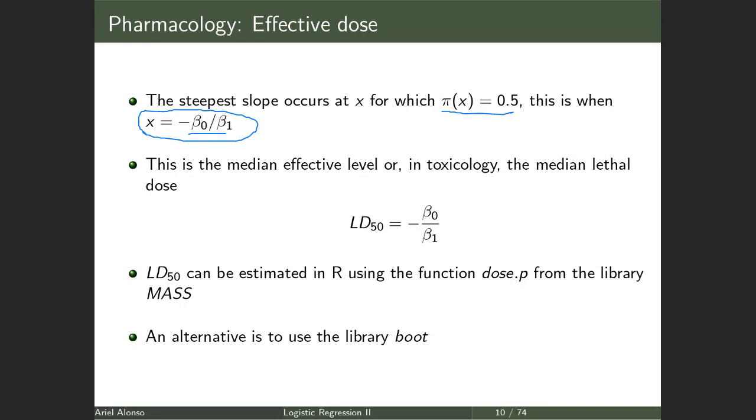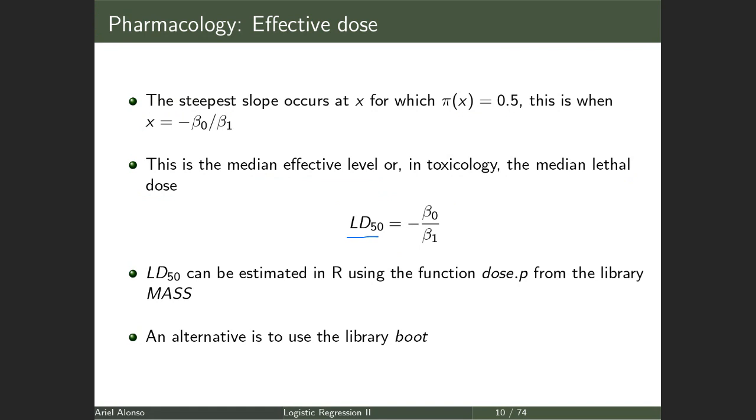This is called the median effect level, or the median lethal dose if you're talking about toxicology. It is a very simple mathematical operation. Here it is. This is what you want. The problem is, of course, that neither beta 0 nor beta 1 are known. These are unknown parameters. You need to estimate them. And once you estimate them, you get an estimate for the LD50, the dose that will kill 50% of the population or will produce a toxic effect there.